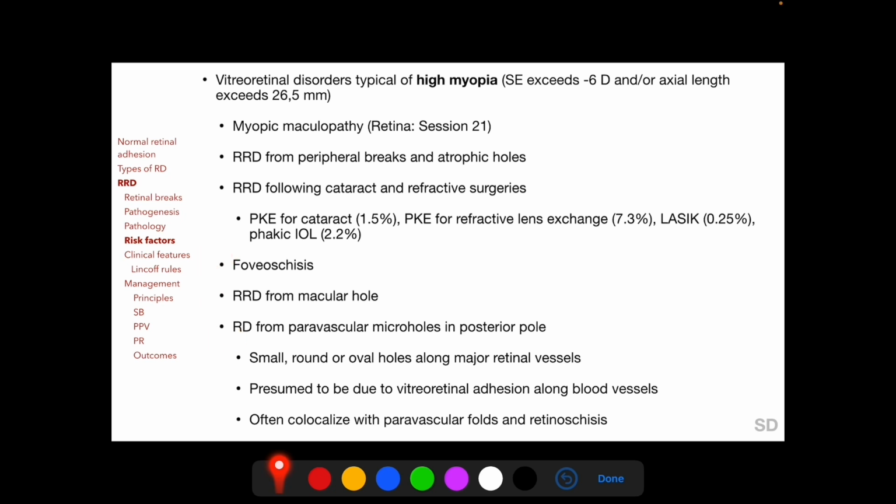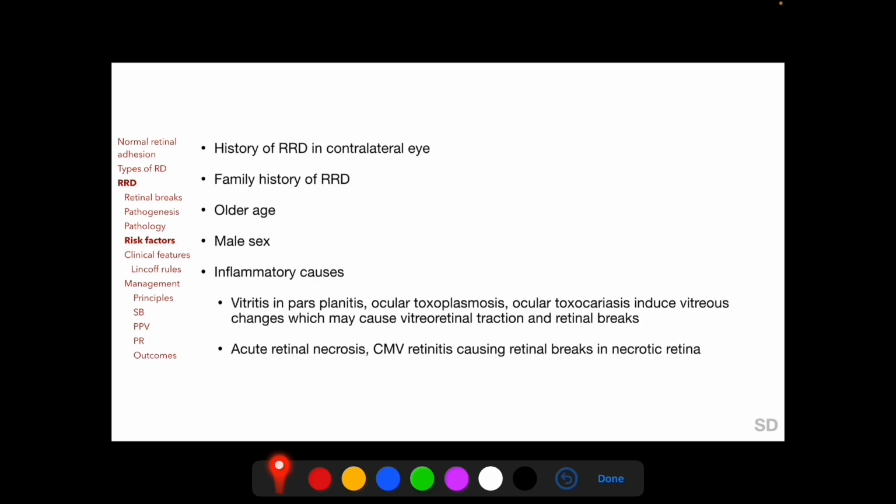almost specific for high myopia: foveoschisis, which we'll be discussing in the session on retinoschisis, RRD from macular hole, which we'll be discussing in the session on macular hole, and RRD from paravascular microholes in the posterior pole, which are small round or oval holes along major retinal blood vessels in the posterior pole.